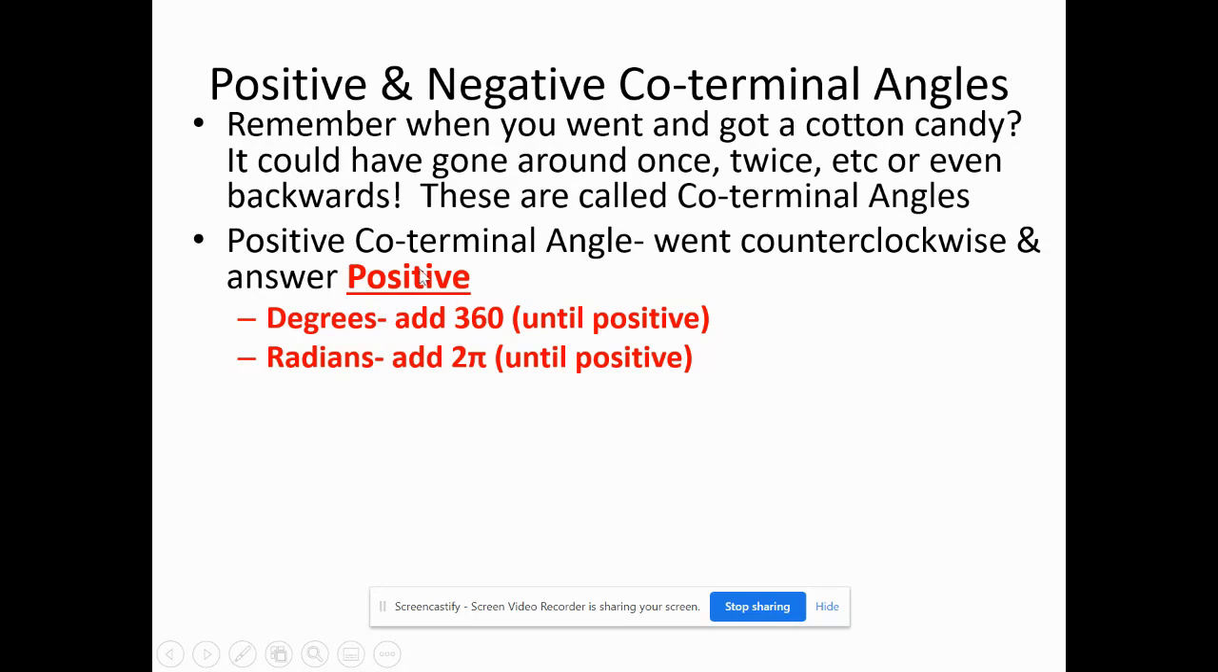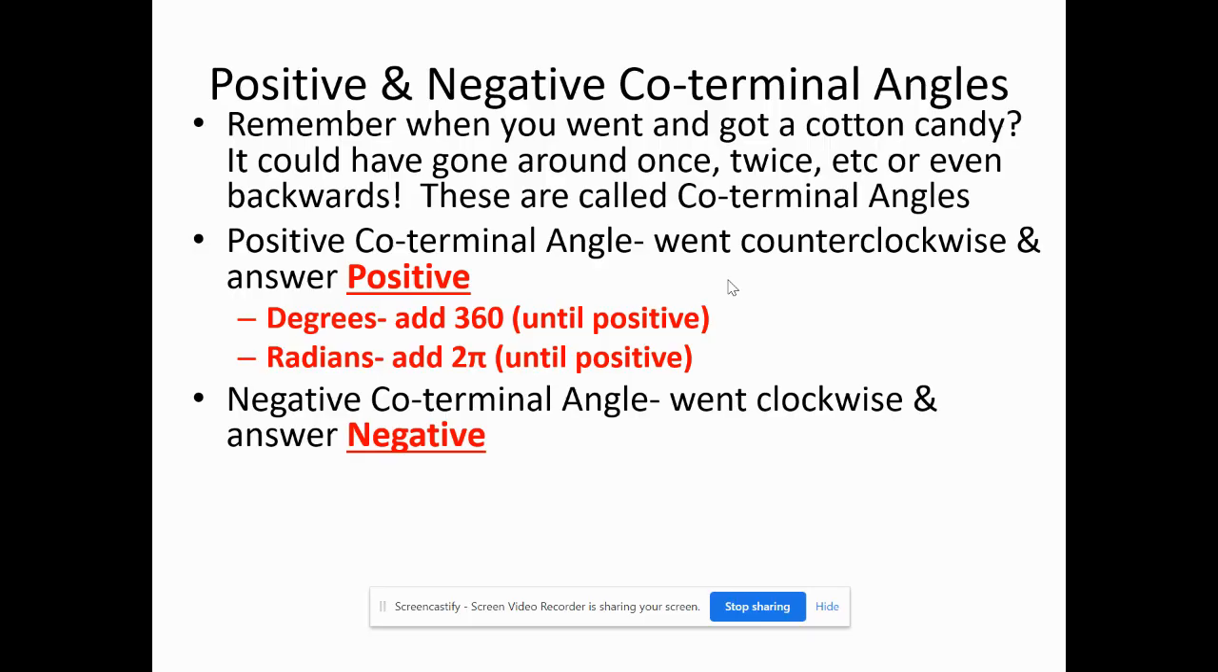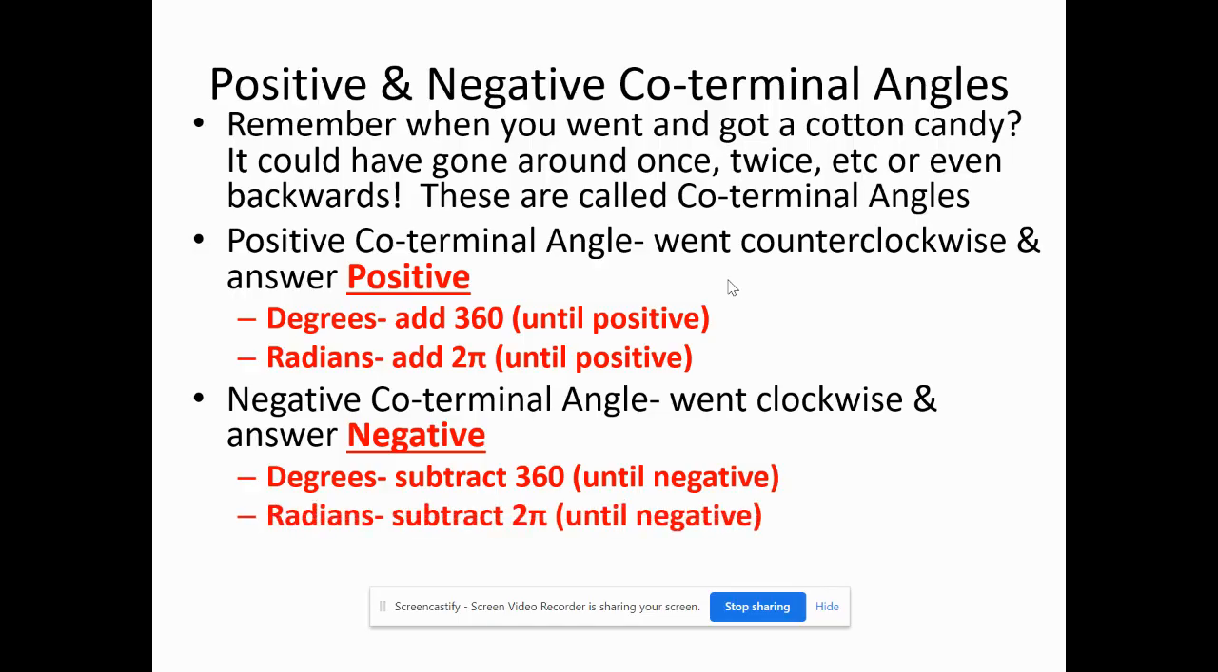This is really important. If the answer blank says positive coterminal angle and you write a negative number down, you already got it wrong. So make sure you keep adding a full circle until you get a positive answer. Negative coterminal answer means it went clockwise and the answer should be negative. You do the same thing, but subtract. Subtract a full circle until you get a negative answer.